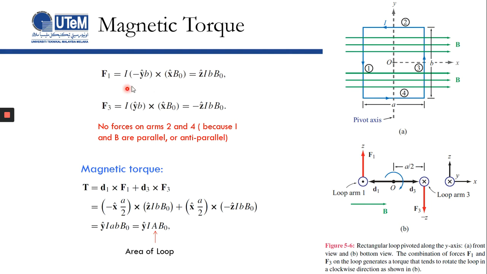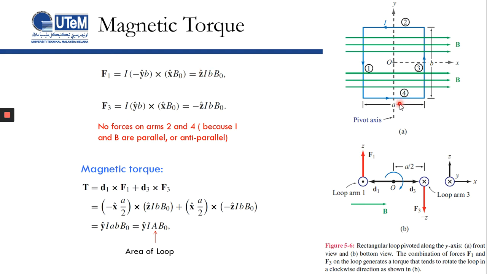So when you cross product negative Y and X, you get positive Z. When you cross product Y and X, we will get negative Z. So the magnitude is going to be the same, I multiplied by B naught. The only difference is that the directions are opposite each other.